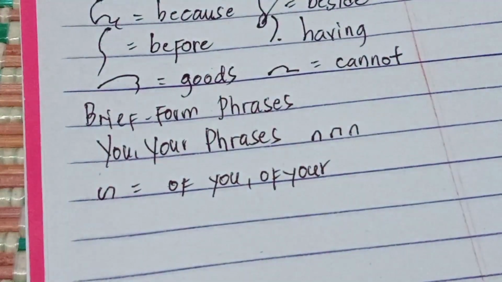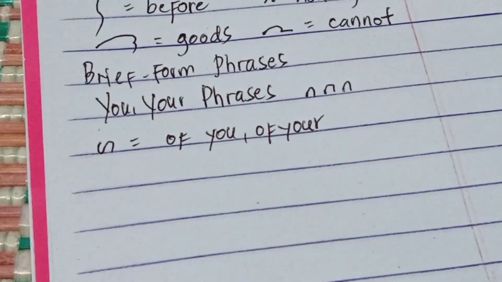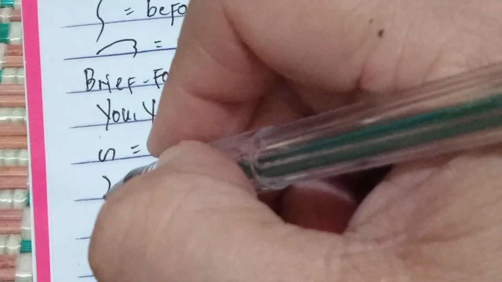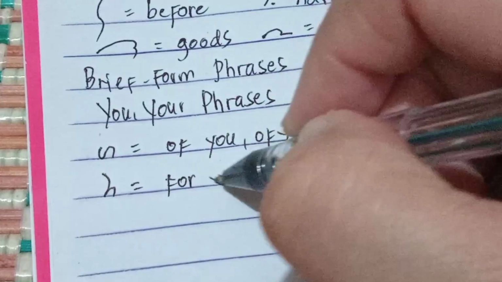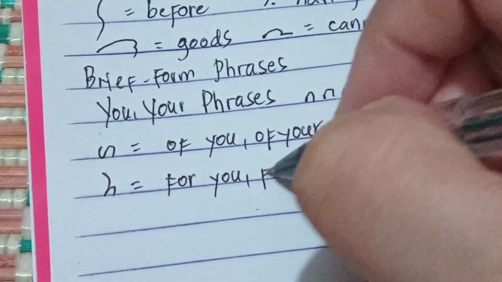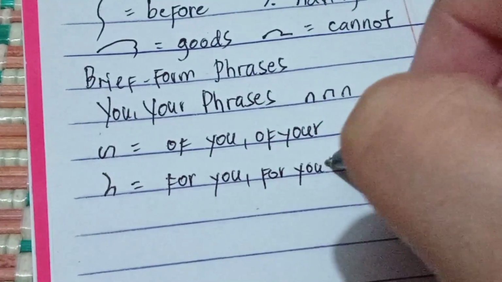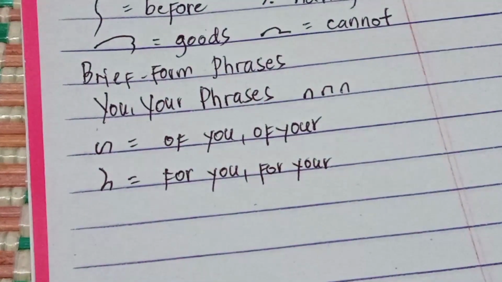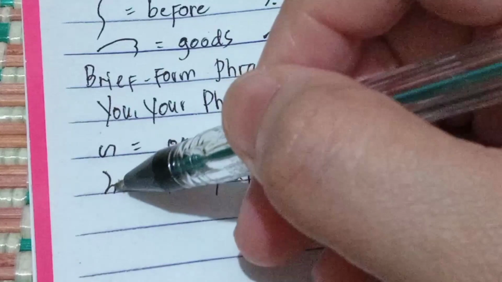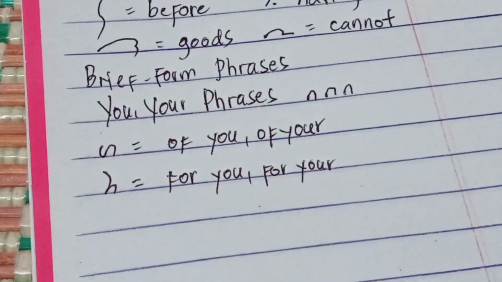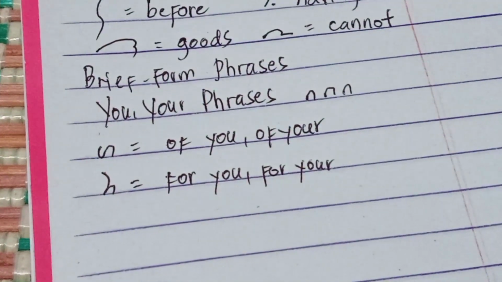You, your. Okay? The next one is if I write for and you and your. So, this is magiging for you, for your. So, it depends po how it is used in the sentence. Okay? So, asan yung for? This is the for. This is the you and your. So, this is for you and for your.